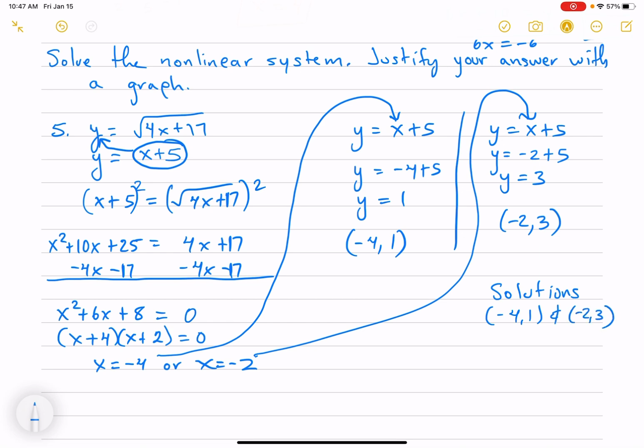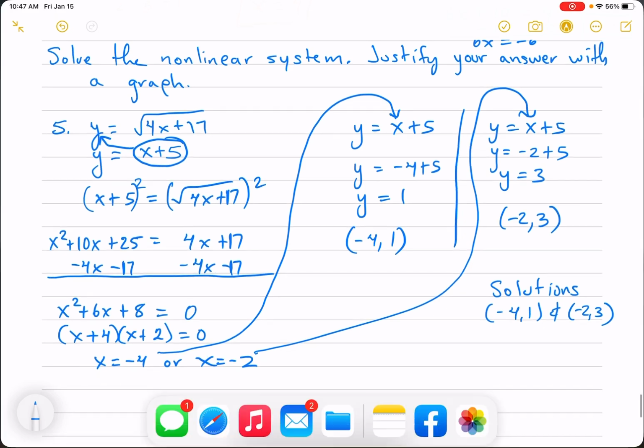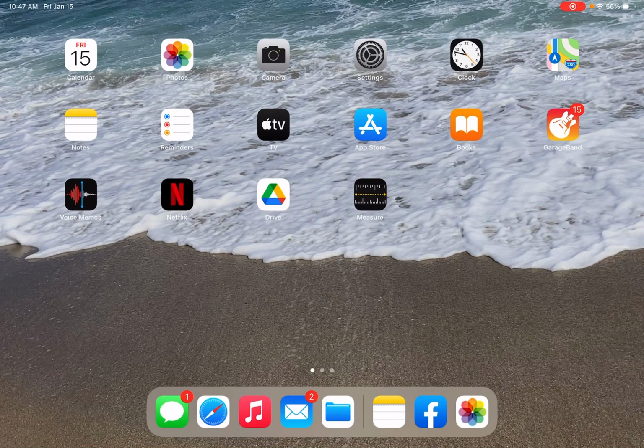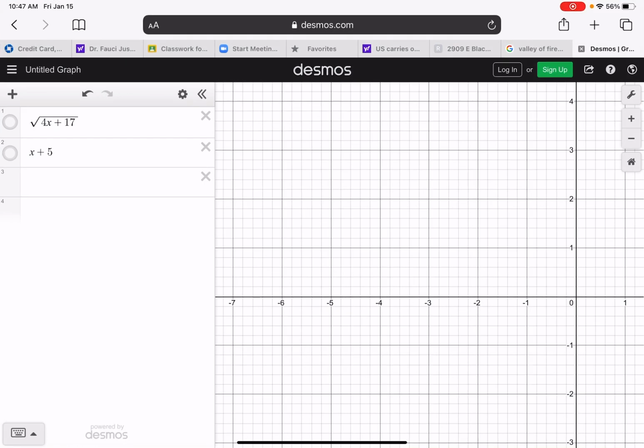Because this is a system of equations, we need an x and a y. Now I'm going to show you how we could verify these answers graphically. So go ahead and pause the video if you need to, and make sure you understand each of these steps. But this is what the graph looks like. Notice how I already have pre-typed those two equations: y equals a square root and y equals x plus 5. So all we have to do is graph them.